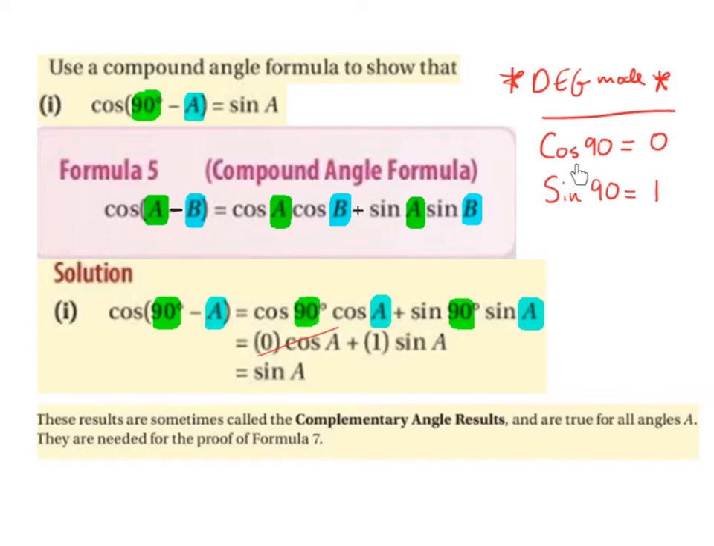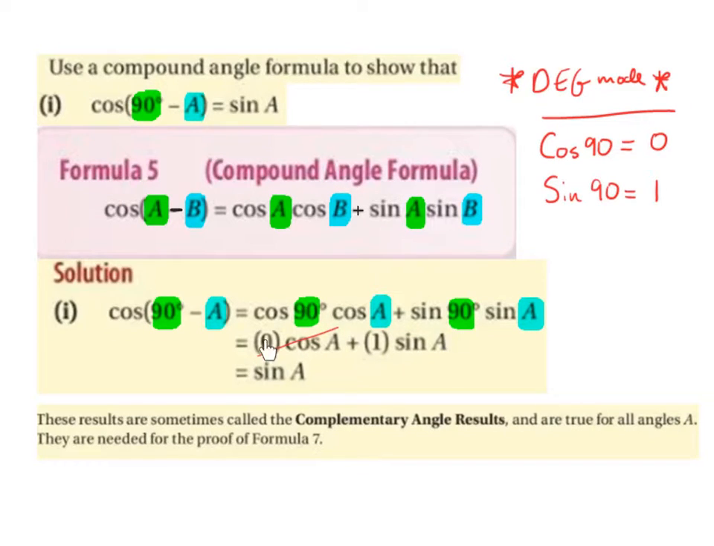We make sure that our calculator is in degree mode if we're using our calculator. And cos of 90 degrees gives us 0. So we swap cos of 90 degrees for 0. And that's still stuck on to cos of A. And sine of 90 degrees gives us 1. So we swap sine of 90 degrees for 1. And that's still stuck on to sine of A.